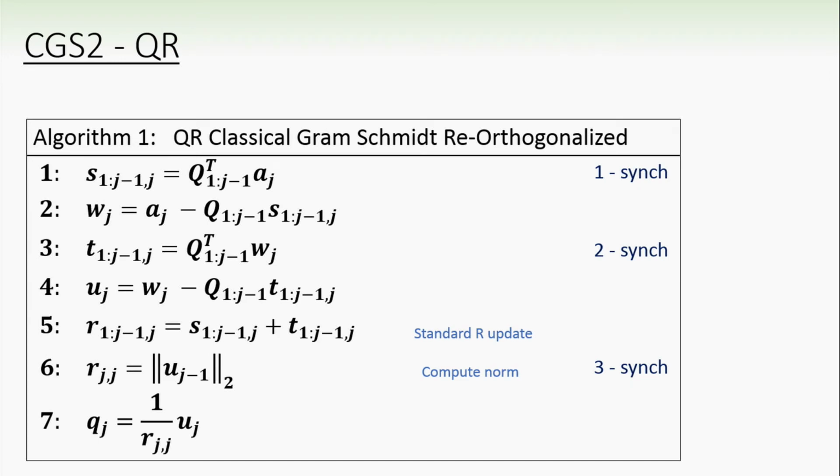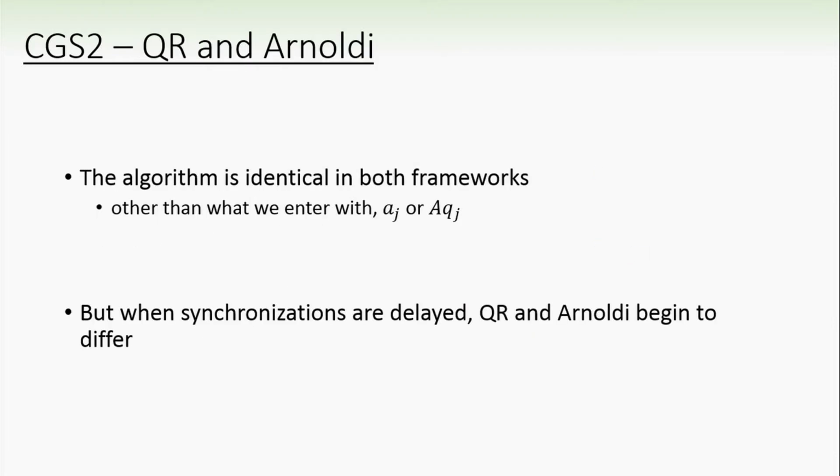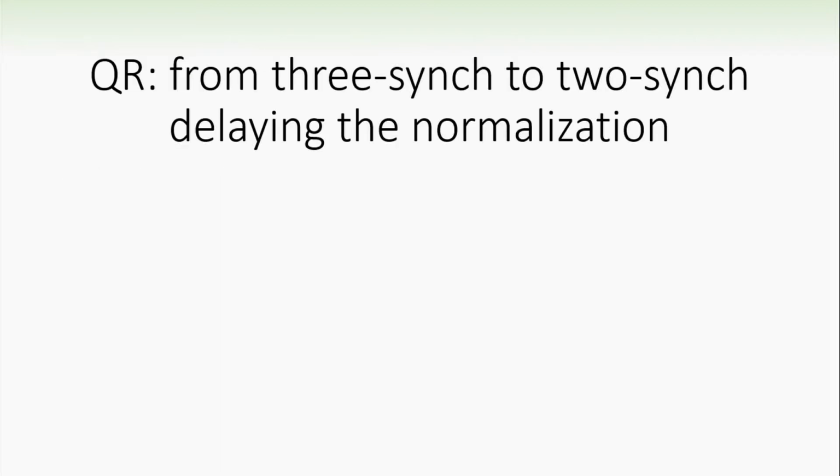So here we have the CGS2 algorithm in the context of QR. First projection are steps 1 and 2. Second projection, steps 3 and 4, standard R update and computing the norm. And then when we go to CGS2 and Arnoldi, you see it's the exact same, other than what we enter with. So we either enter in the next column of A or the matrix-vector product with the previous orthogonalized vector. So originally, when they're both 3 sync, the algorithms are identical, but when we actually start delaying these synchronizations, they do begin to differ.